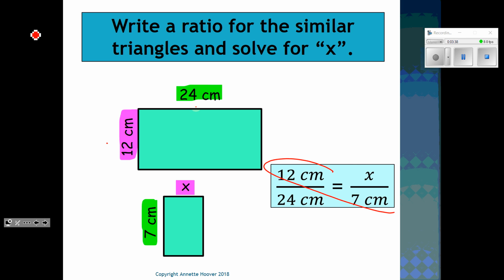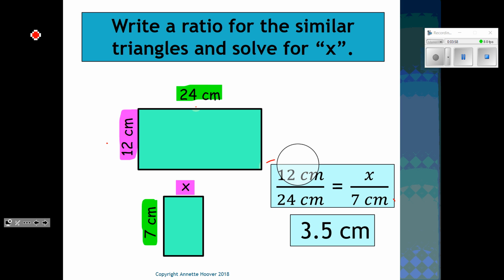We use our butterfly method to solve it. So first we do 12 times 7, which is 84 centimeters. And the other wing we have 24x. And we divide both sides by 24. And when we do that, we find out that the length of the missing side is 3.5 centimeters.